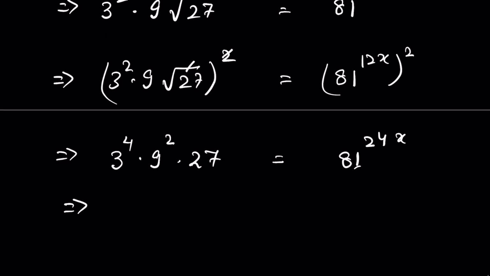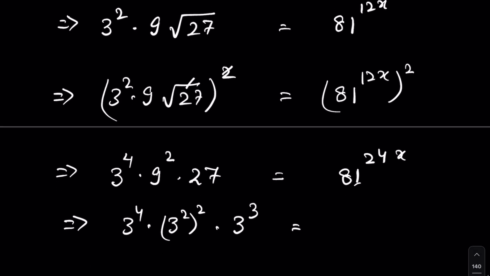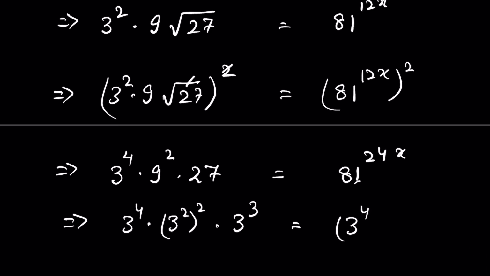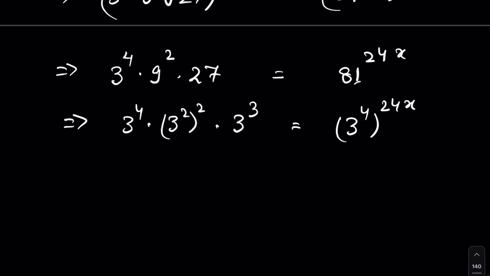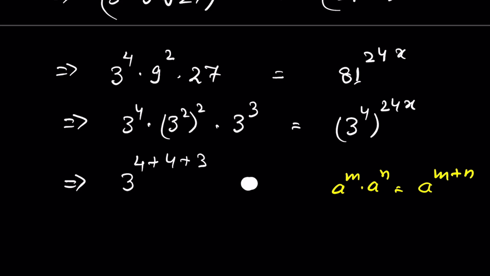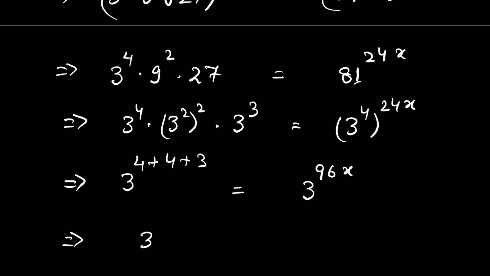Now we have 3 to the power 4. 9 we can write as 3 squared, then raised to the power of 2, and 27 as 3 raised to the power 3. This side also, 81 we can write as 3 raised to the power 4, then whole raised to the power 24x. Now using the identity a raised to the power m times a raised to the power n is equal to a raised to the power m plus n, we can add the exponents here. So 3 raised to the power 4 plus 4 plus 3 is equal to 3 raised to the power 96x, or 3 raised to the power 11 is equal to 3 raised to the power 96x.